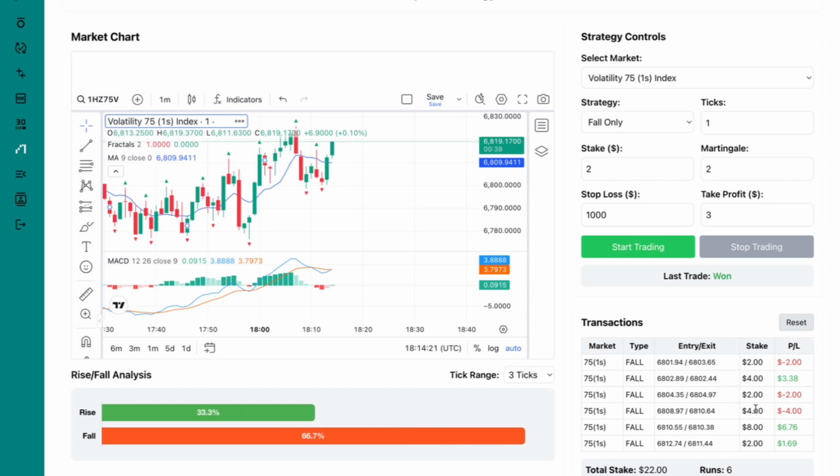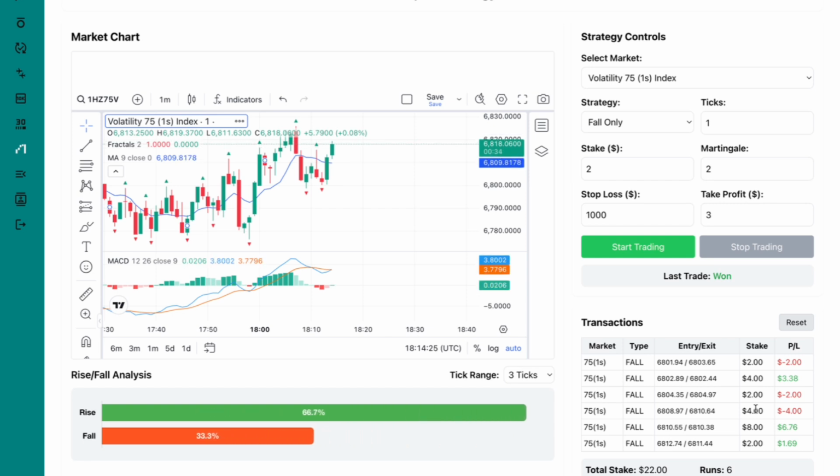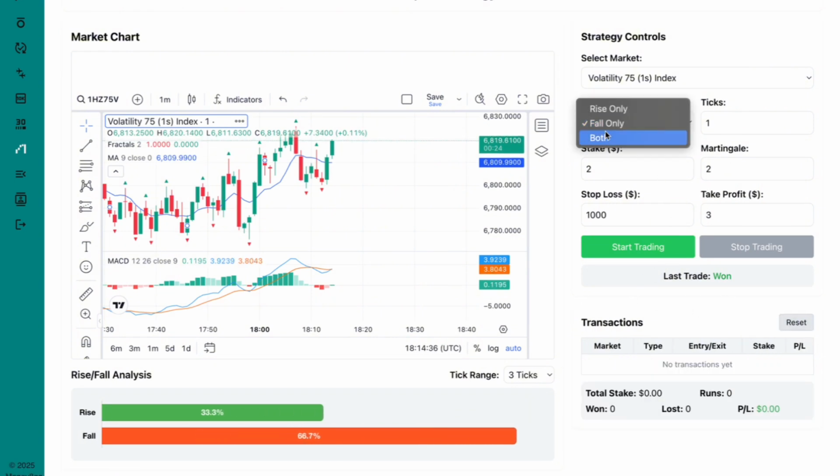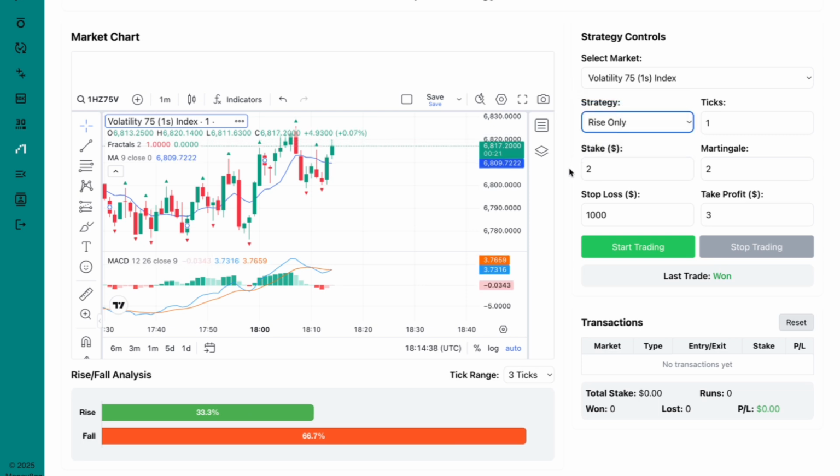So I would recommend ai.money.gg. I'm not saying don't use the others, but as you can see, it's pretty fast. Your calls are going to be going through. So I think this is going to be a rise now. Let's put rise. If you put both, you're expecting both to go up. So let's just wait. 75 on S, rise only one tick, martingale of 2, stake of 2, stop loss of 1000, and take profit of 3.